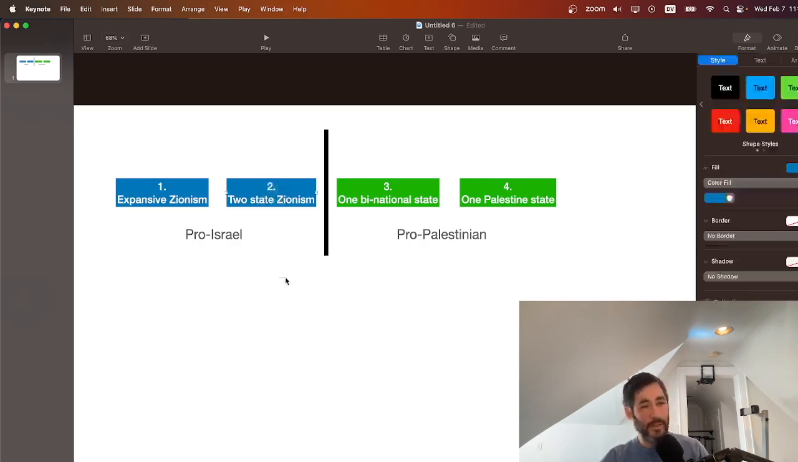The two-state Zionism camp is very interesting to me. So we have a question here. Best would be a confederation of Israel and Palestine. Maybe. Yeah, maybe, Daniel.